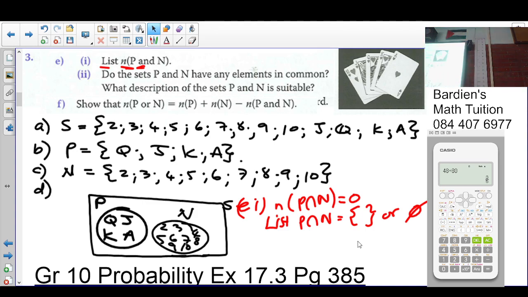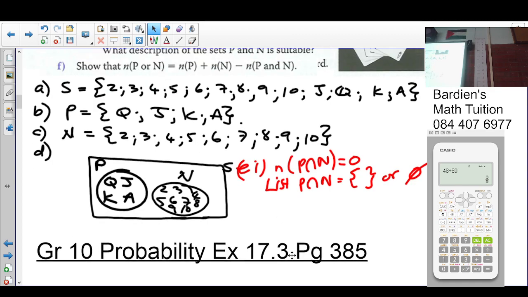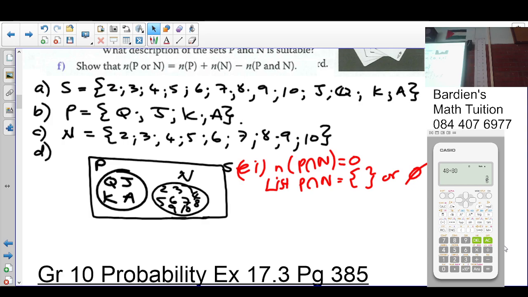Let's look at number 2. Do the set P and N have any elements in common? The answer is no. What description of set P and N is suitable? They are, or you can say they are mutually exclusive. Okay. Then it says show that the number of P or N is equal to the number. Alright, so there's an identity we need to prove.